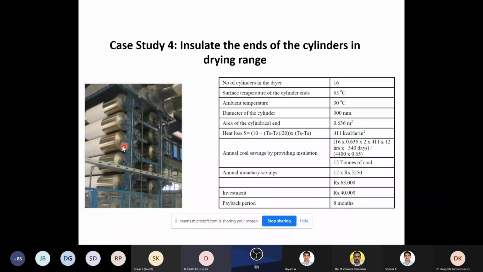And simultaneously, the sides of the cylinder, the ends of the cylinders, can be insulated. So this was done actually. This depends on the production scheduling and other constraints that will be there. But here is an opportunity where you can insulate. And there is no off-the-shelf market availability for such insulation. We have to design it accordingly.